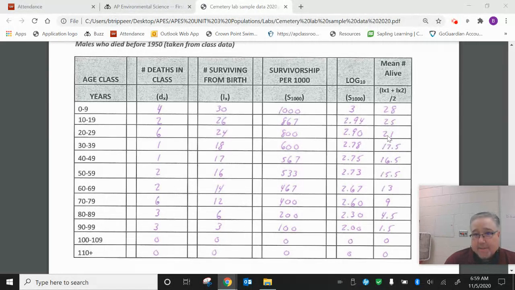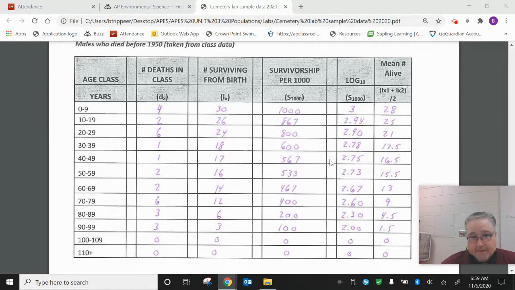Go down to the next number. Go over 24 plus the number below it, divide it by 2, gives you 21. Okay, so you'll do that all the way down here. Okay, so those are the columns, and you're going to do this for every one of your data tables.